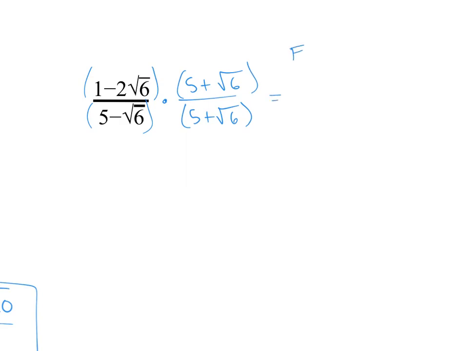So FOILing up top, multiplying our first terms together. 1 times 5 up top, so the two terms that are first in the parentheses. 1 times 5 is going to give us 5. Our terms on the outside, so 1 times square root of 6 is just going to end up being the square root of 6. Your inside terms together. Negative 2 times square root of 6 times 5. So multiplying our whole numbers together, we get negative 10 square root of 6. And multiplying your last terms together. Negative 2 square root of 6 times square root of 6 really ends up just going to be negative 2 times 6, which is going to change to negative 12.